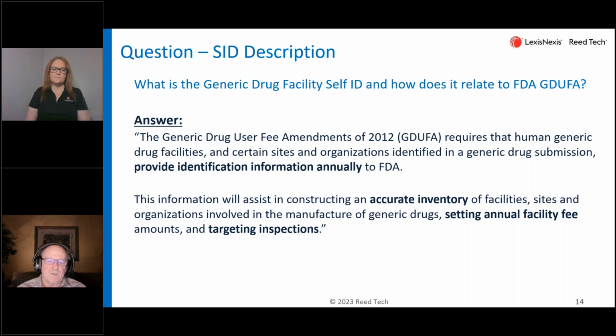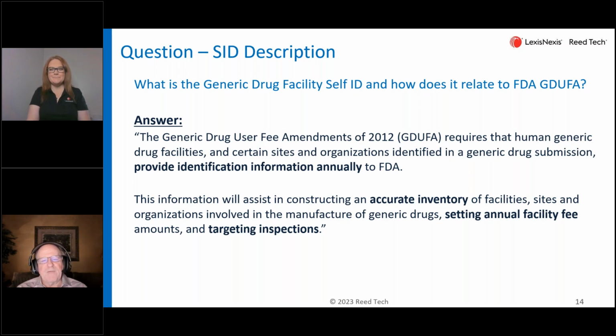So depending on the number of sites, and the workload that the FDA has, they do some gyrations and come up with some kind of algorithm to set the annual facility fees. The third area is also regarding some of the inspections.